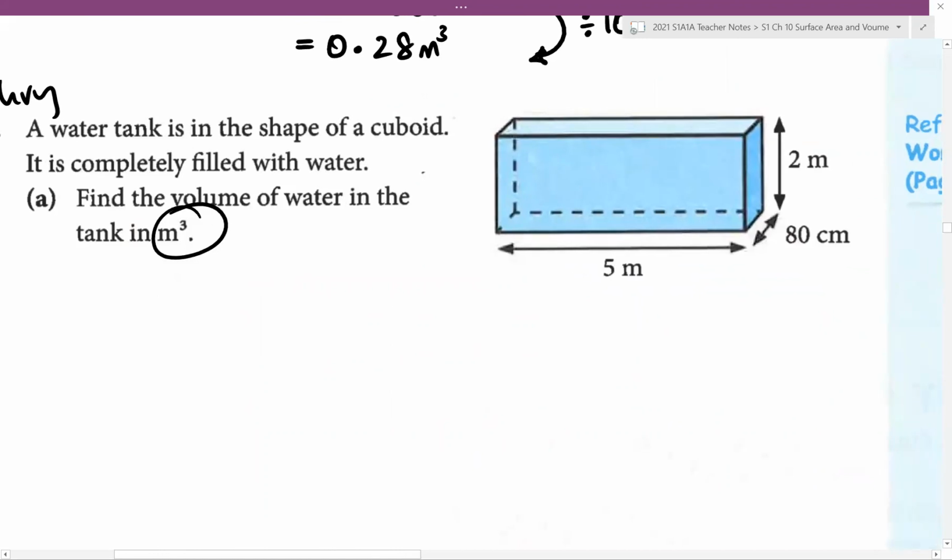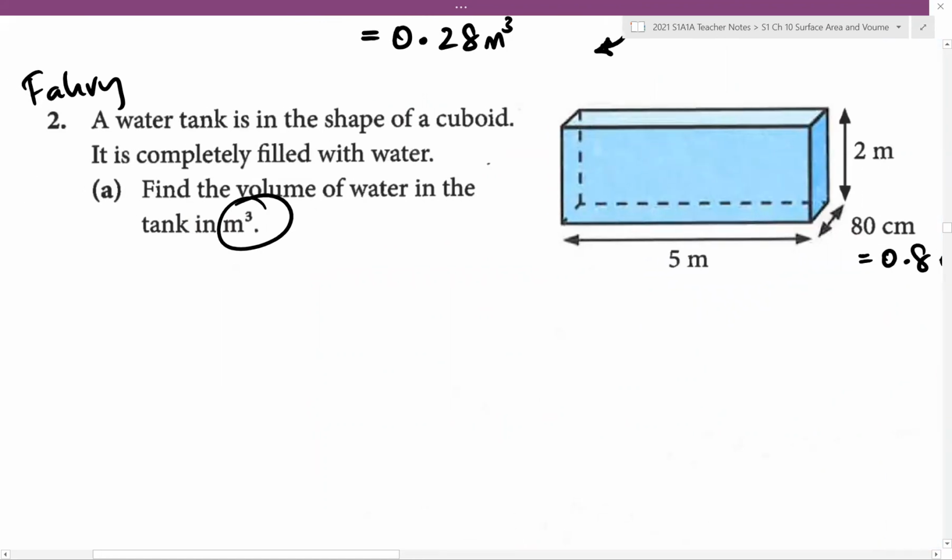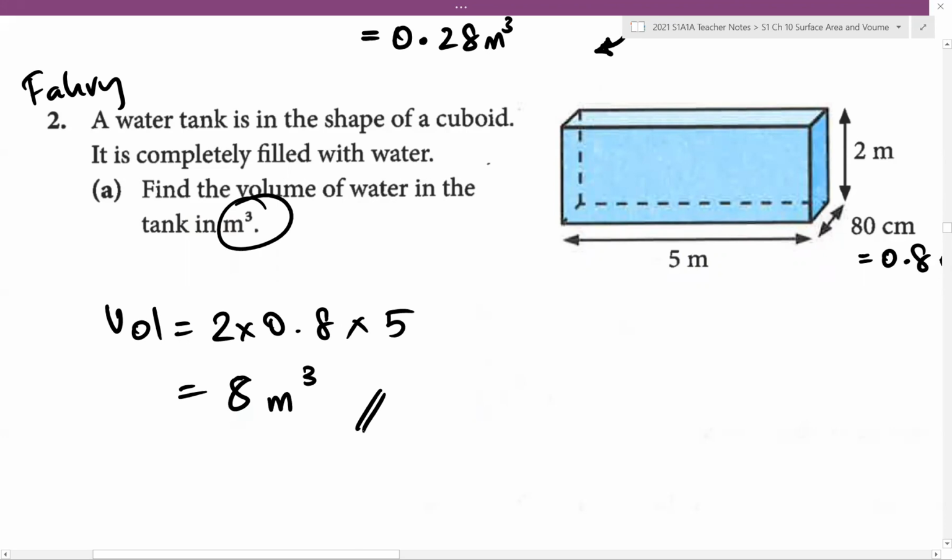Are all the dimensions in meters at the moment? No. Okay, which one is not in meters? Okay, 80 cm is not in meters. So what do we need to do with it? Okay, make it in meters. Very good. So now we can find the volume. Very easy. 2 times 0.8 times 5, or any other order that you use, it will be the same. So we've got 8 cubic meters. This is the volume of water inside.